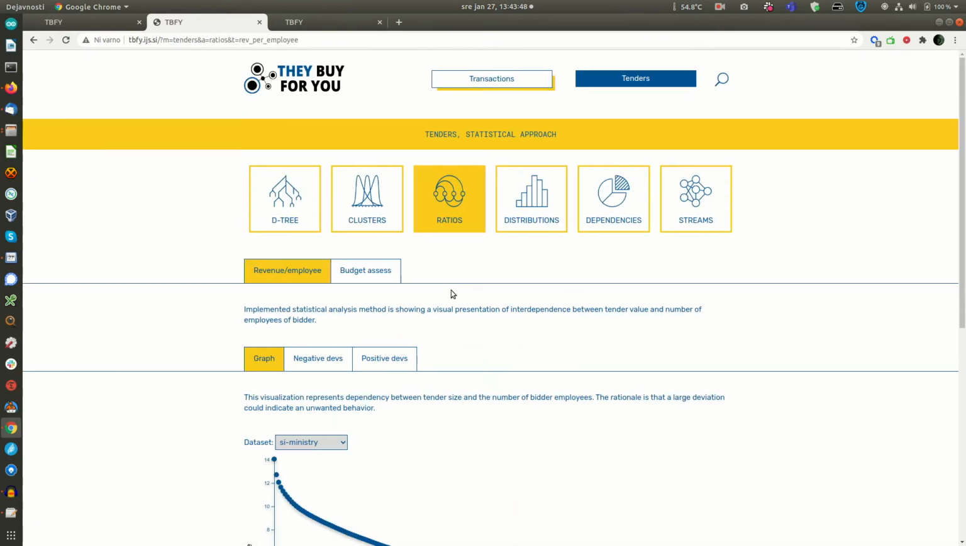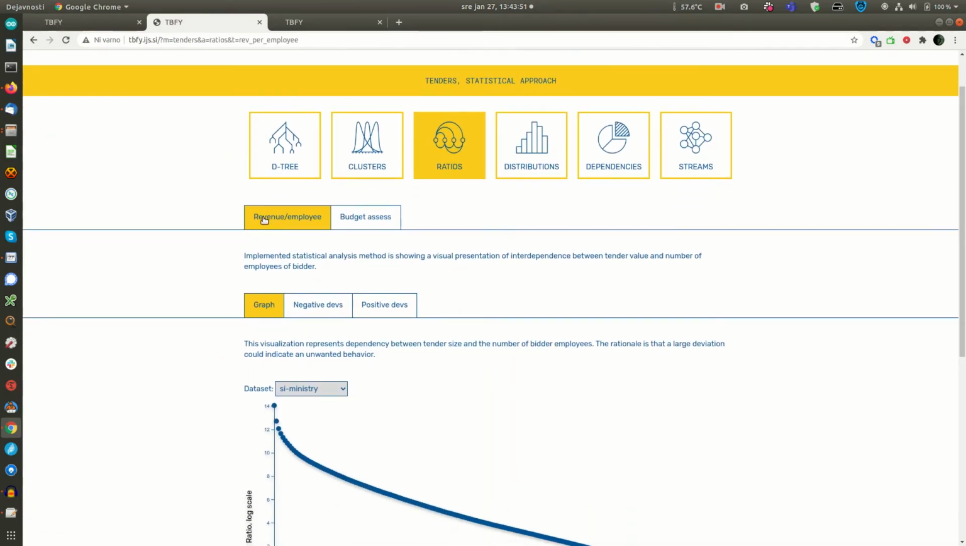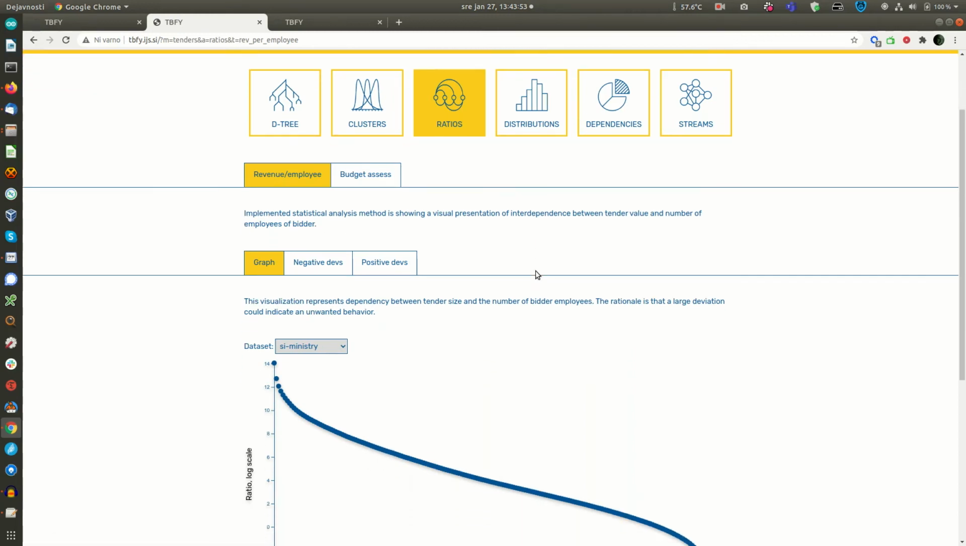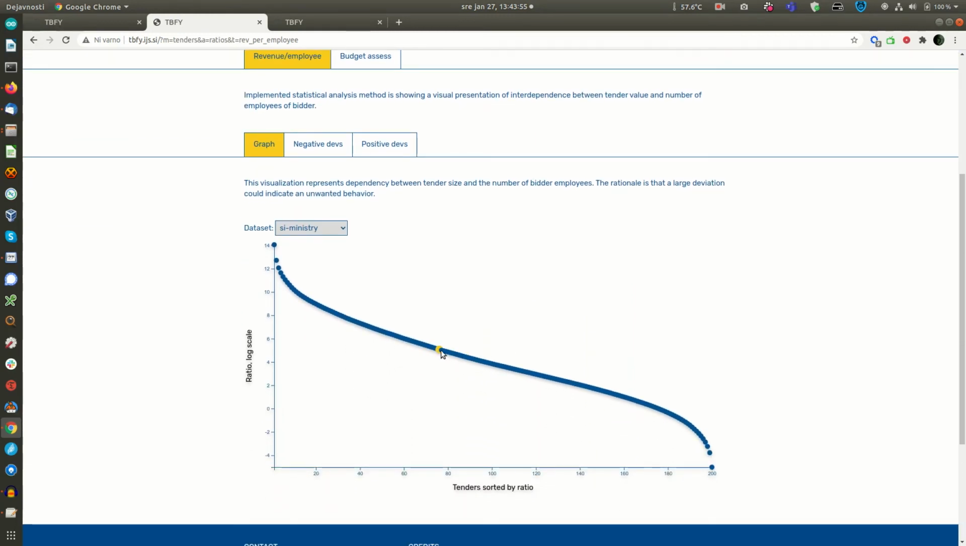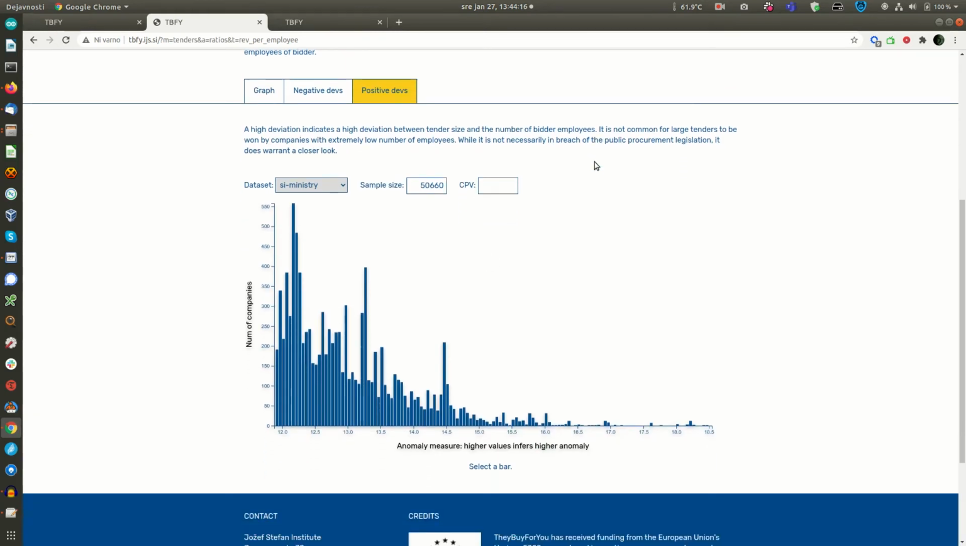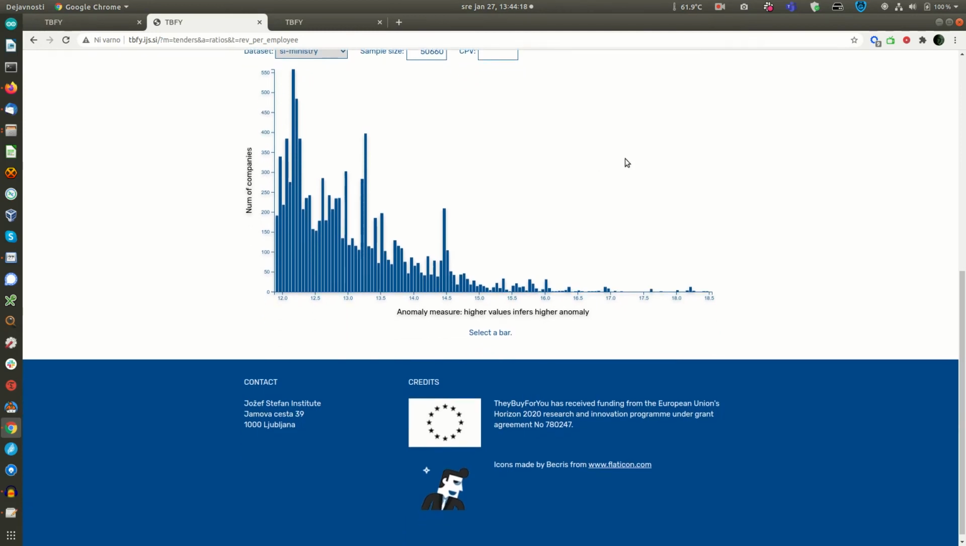Here we are comparing revenue and the number of employees. As we can see in the middle of the curve, the trend is close to linear, which we consider normal behavior. While on the curve margins, we can see the ratio starts to deviate from the linear trend. On one side, we have positive deviations and on the other, negative deviations, which we can further explore on the tabs. Let's take an example of positive deviations.